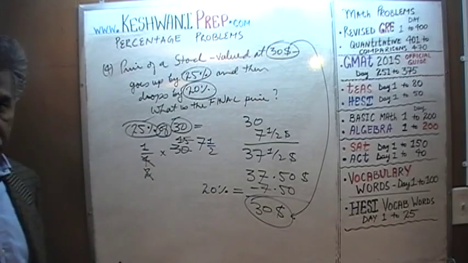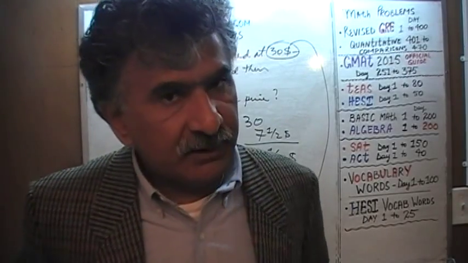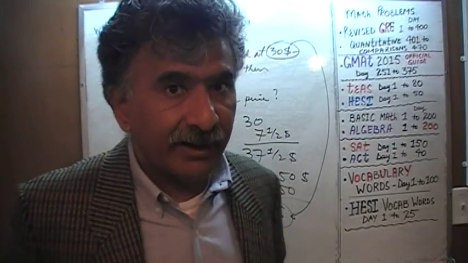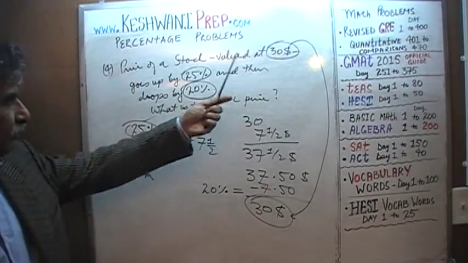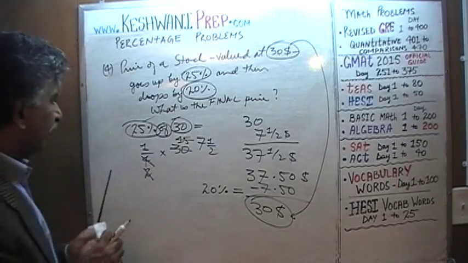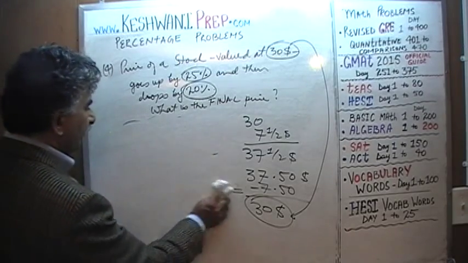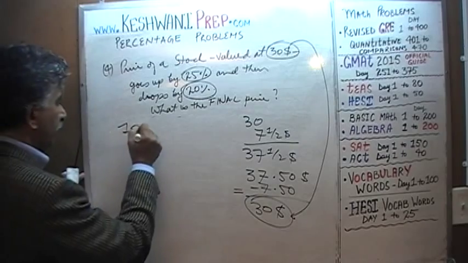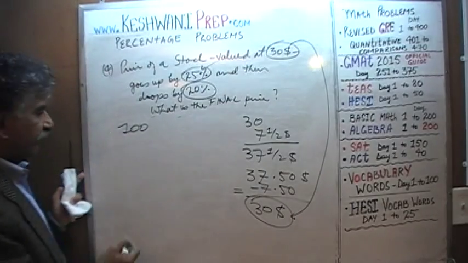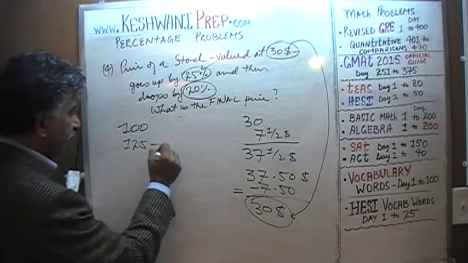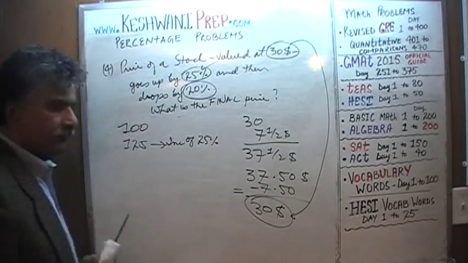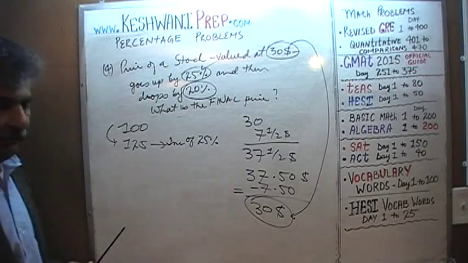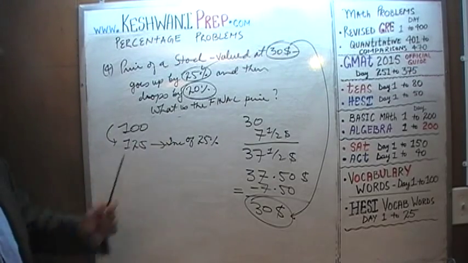We could do all of this, what we just did here, but the concept that they're trying to test here, to see if you understand it right away, is this: if you start out, let's say with 100, don't do it with the $30, don't mess with $30, make up your own number, let's start out with 100. If you start out with 100, it goes up by 25%, it becomes 125. From 100 to 125 is an increase of 25%. Then it drops by 20%.